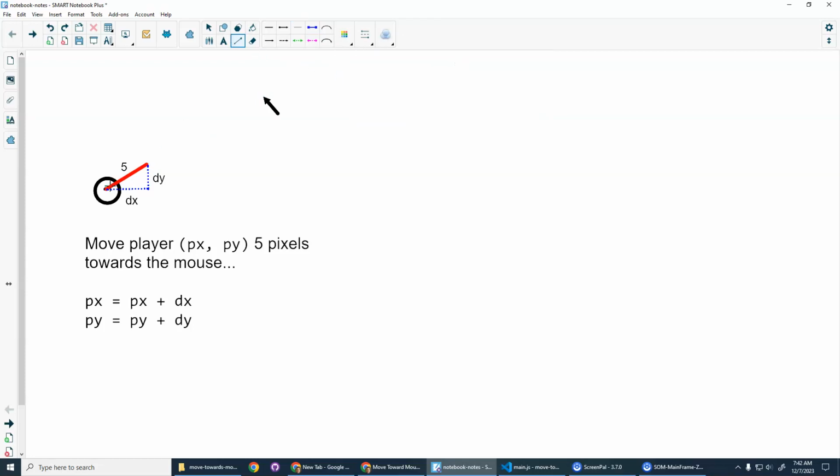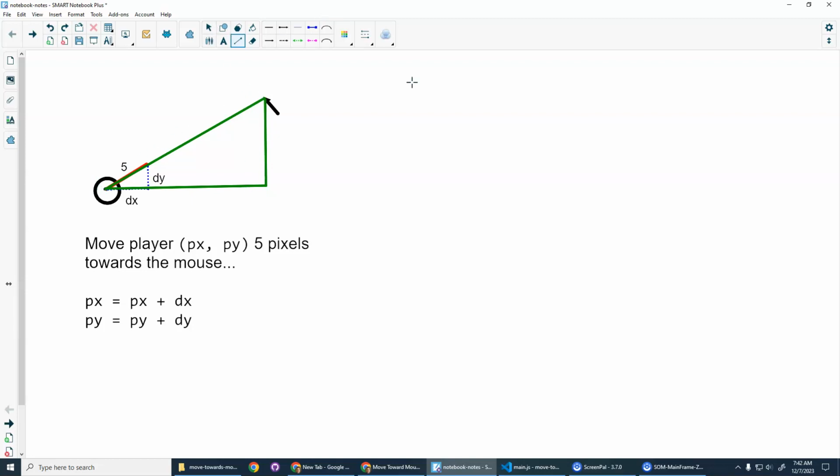Okay, so we've got this little triangle here, right? I want to move 5 pixels. I've got dx and dy, but I can't solve for dx and dy with just this information. So we're going to draw another triangle from the center of the player, well, kind of the center, to the mouse, and then we'll draw a 90-degree triangle here with a run and a rise, like so. Okay, so this triangle is going to help us because I can solve this triangle.